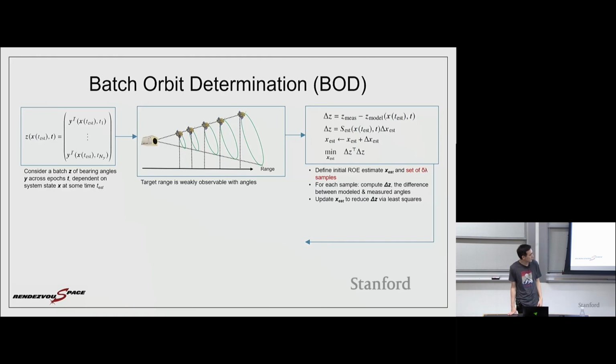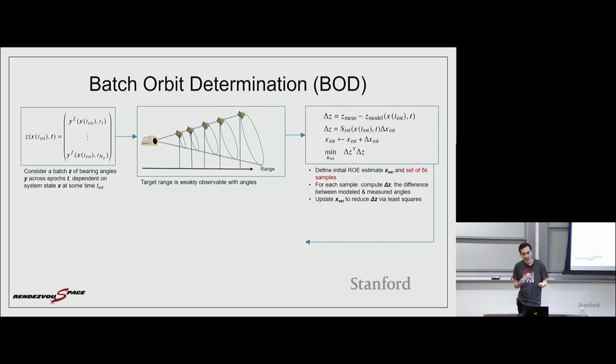In this case, delta lambda is the relative orbit element which most corresponds with that weakly observable range component, the long-track separation between the spacecraft. For each of these delta lambda samples, we compute this quantity delta z, which is the difference between the bearing angles we got from the camera and the bearing angles we can model based on our current state estimate. So we get this measurement residual, which tells us how accurate our current state estimate is.